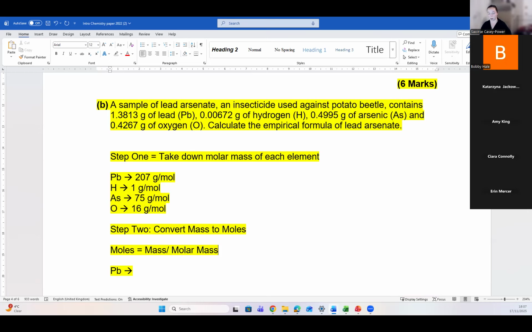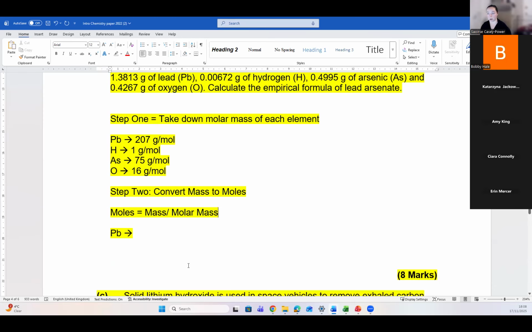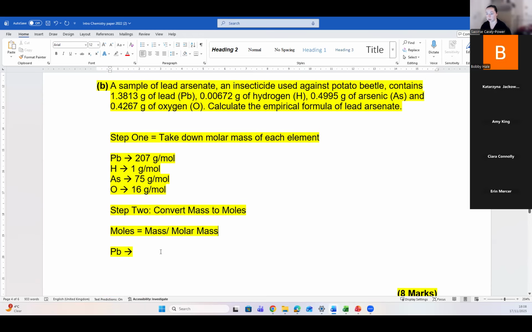On that triangle that we've practiced with, your mass is on top, the moles are on the left-hand side of that triangle, and your molar mass is on the right-hand side. If you cover the moles, which is what you're trying to calculate, it tells you to divide the mass by the molar mass. So we're going to do that for each one of those here first. So for Pb, what you should have is 1.3813 grams divided by our 207 grams per mole.